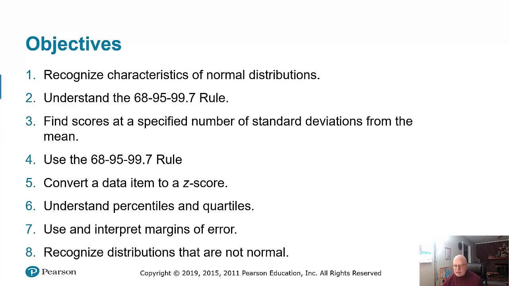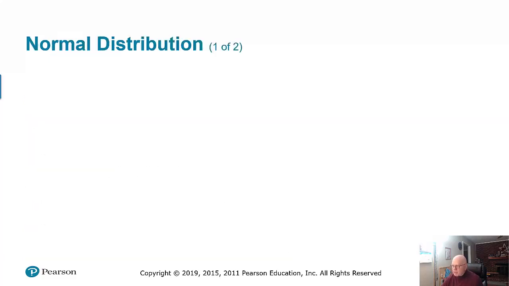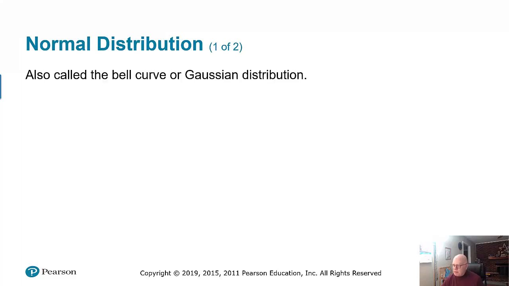Last of all, take a look at some distributions that are not normal. How can you tell if something's normal if you don't know what's not normal too? You have to be able to tell what the difference is between the two. So, let's get started with normal distribution.